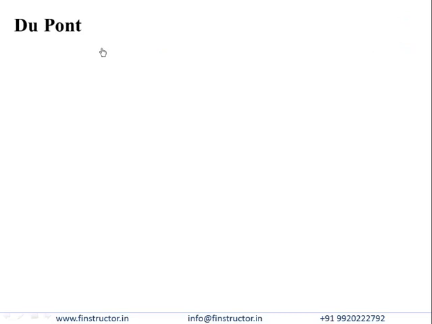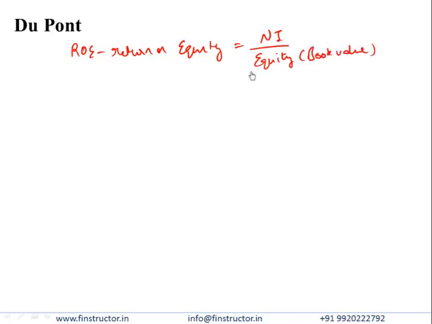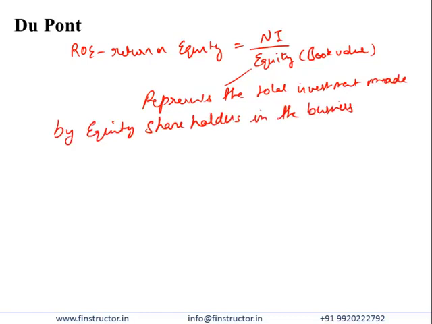So of the many ratios that we studied in the previous review, one ratio that is of great concern to the shareholder is the ROE, also known as the return on equity. The return on equity is calculated as the net income upon the shareholder's equity, also known as the book value. The shareholder's equity represents the total investment made by equity shareholders in the business. And please recall that the net income all belongs to the shareholders.